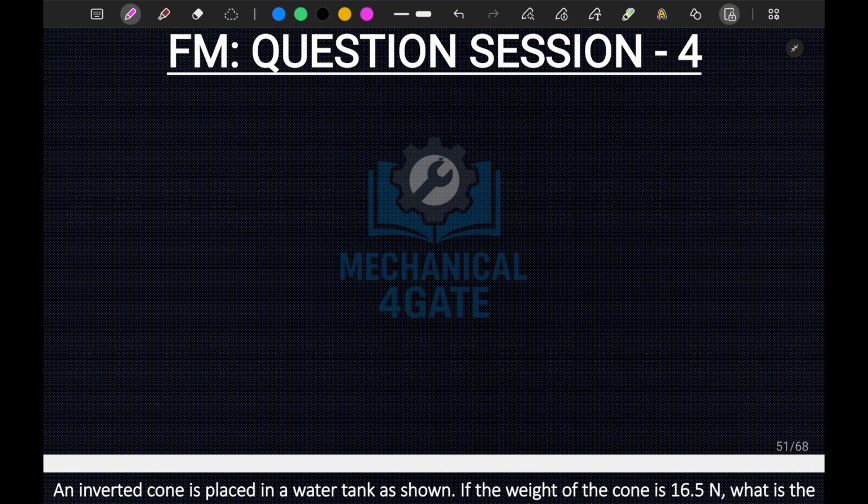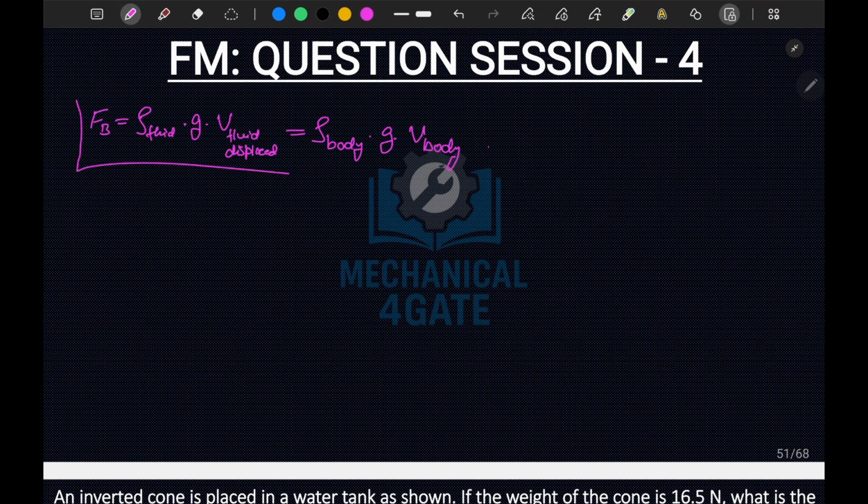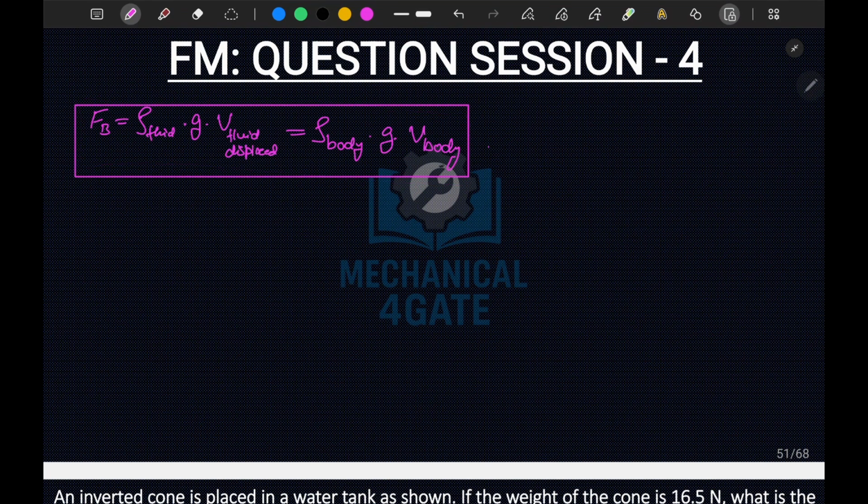In this chapter, we will solve our questions on buoyancy and flotation. Okay, so let's discuss some important points first. According to Archimedes principle, your buoyant force Fb is equal to rho of fluid times g times V of volume of fluid displaced, is equal to rho of body times g times V of body. Only then will your body float, and this is called your law of flotation or flotation principle.